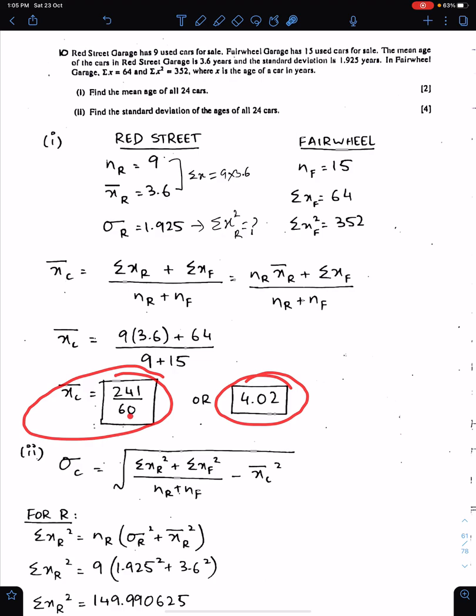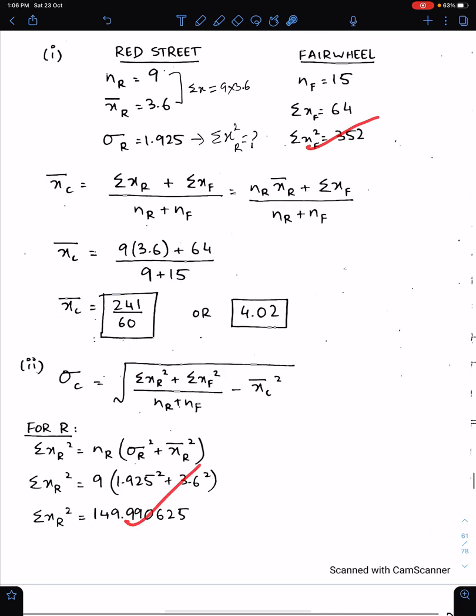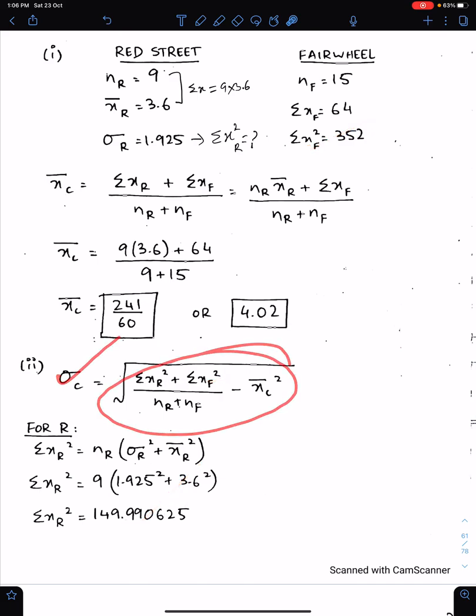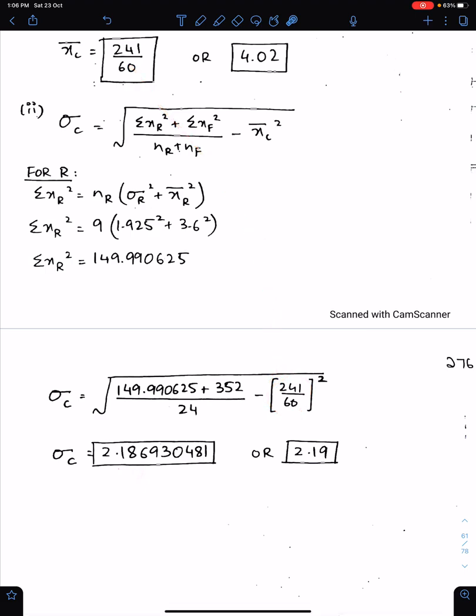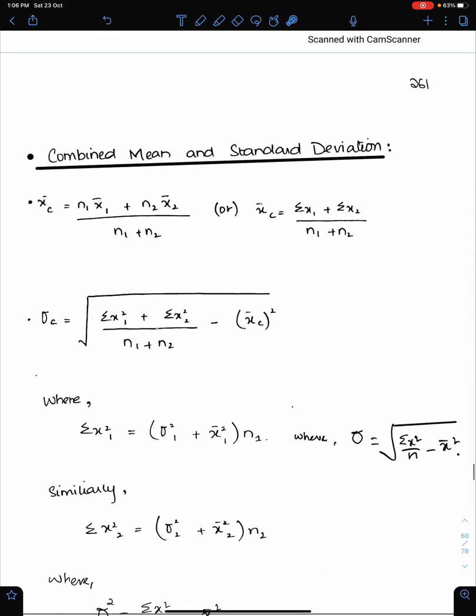Make sure you use this exact answer in later part here. Don't use this answer in later part because this is the estimate. We always use exact value in later part. Now we have sigma x, we have both, we have this, we have this. We can easily substitute everything into this formula and get the standard deviation. So this result is here, this was given, 24 is the total of both the groups, both the cars, and this is the combined mean, the exact answer. And make sure you give your final answer as 3 significant figures. So this is the practice question of this concept.